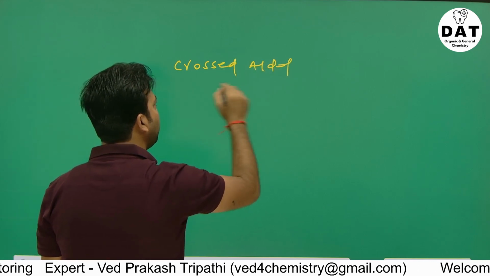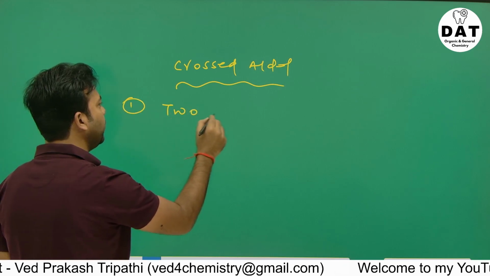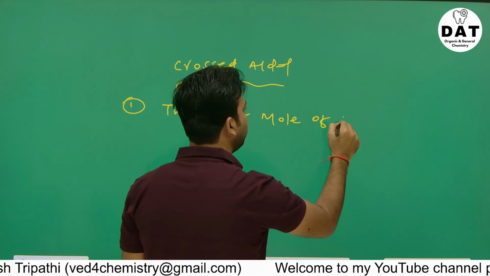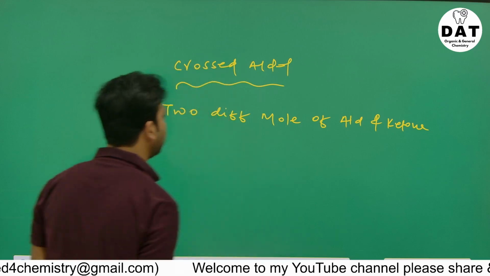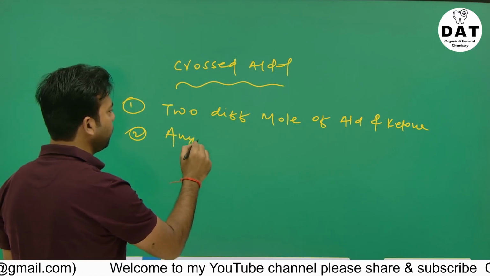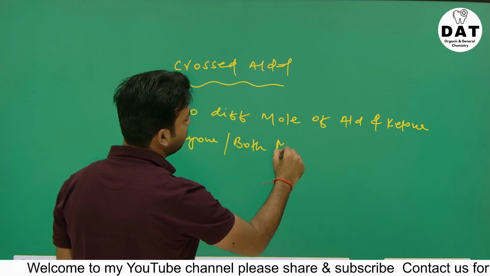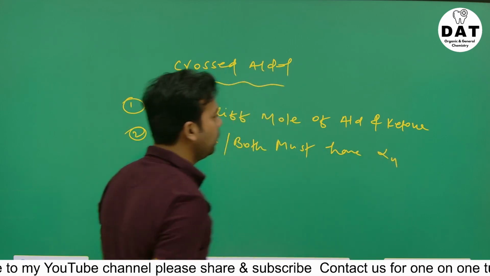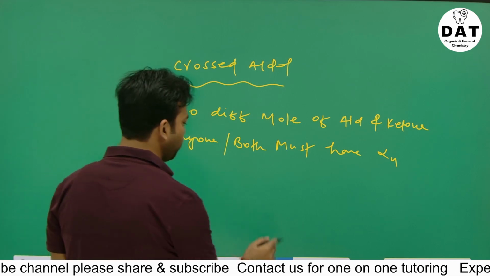So crossed aldol means, condition number 1, 2 different moles of aldehyde and ketone. And second thing, anyone or both must have alpha H. Look at the example. I am not going to discuss the mechanism. I am just going to teach you the direct method.